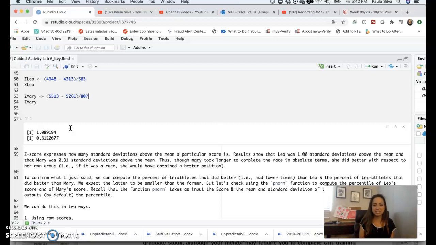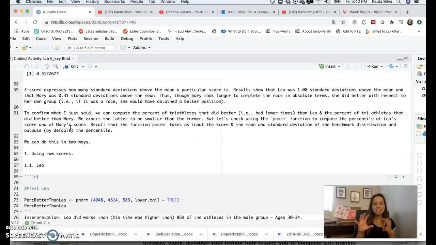But let's look at the rankings properly. Rankings have to do with, you should be thinking percentile, right? So z-score expresses how many standard deviations above the mean a particular score is. Results show that Leo is 1.08 standard deviations above the mean, and that Mary is 0.31 standard deviations above the mean, and thus Mary took longer to complete the race than Leo in absolute terms, but she did better with respect to her own group. Given that it was a race, she would have obtained a better position, right, in that race.